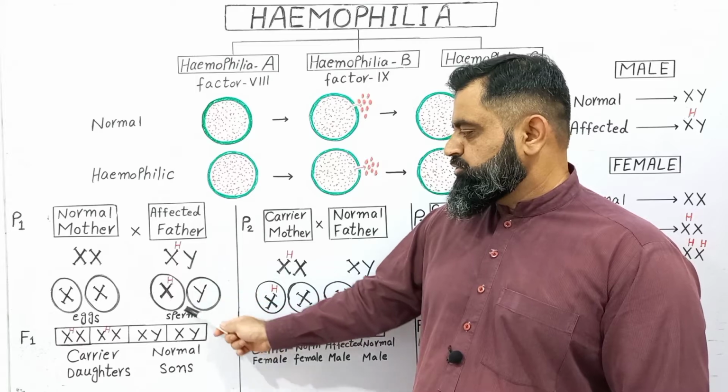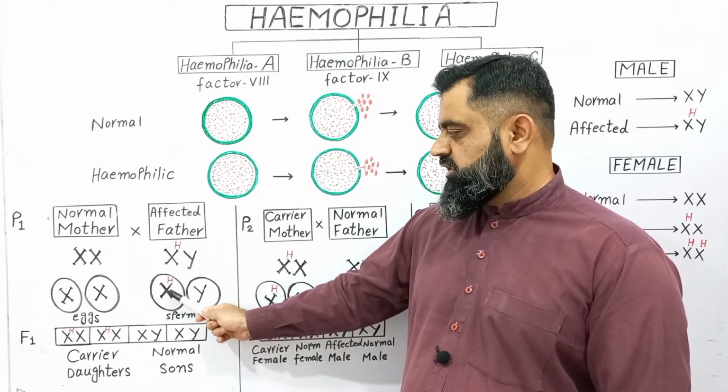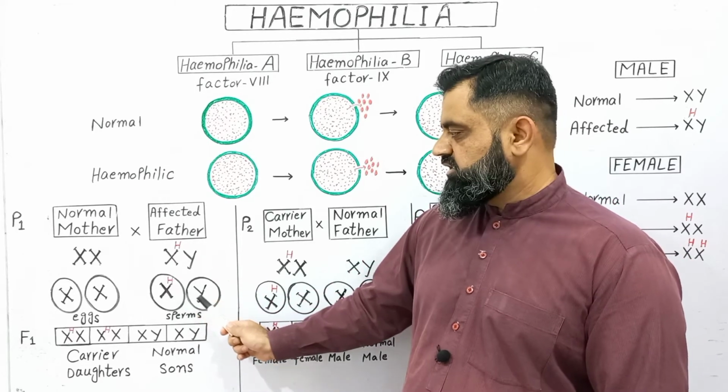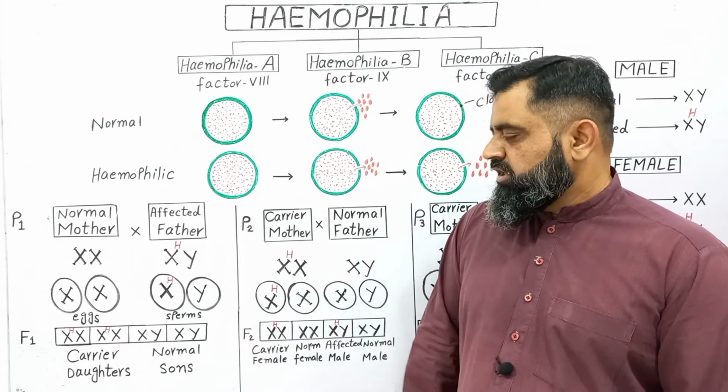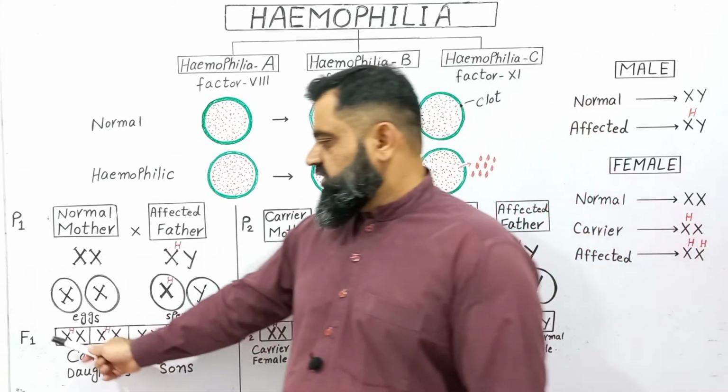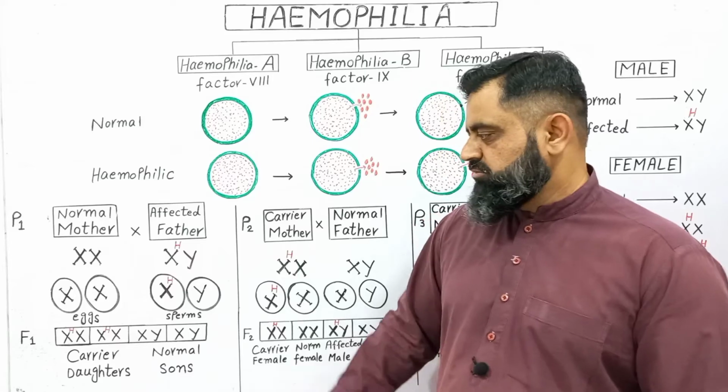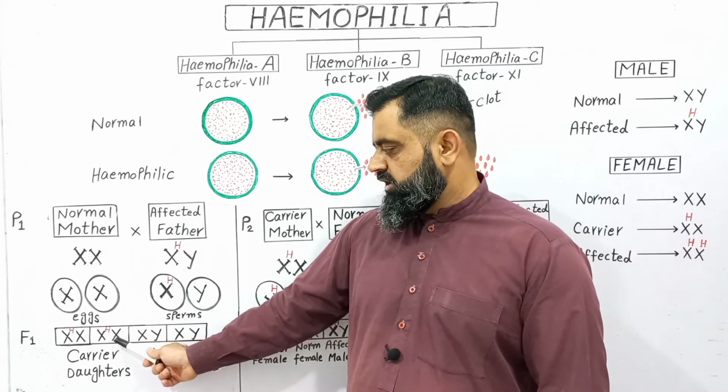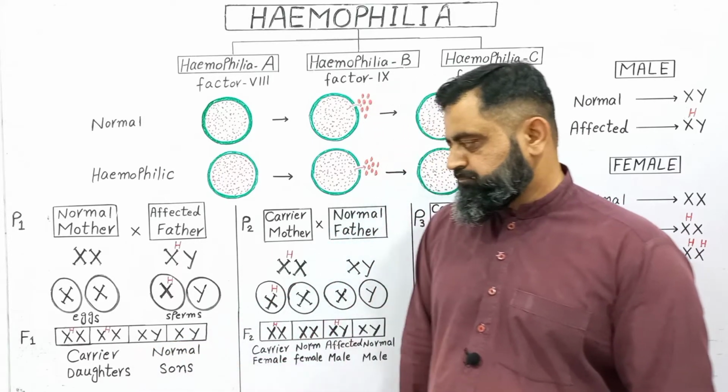Affected father will produce two types of sperms, one with X and capital H hemophilic gene, and the second with Y sperm. In the progeny, which is known as F1, first filial generation, their offspring are usually 4, and there are 2 daughters and 2 sons.